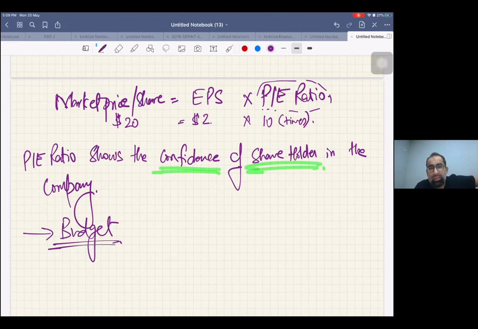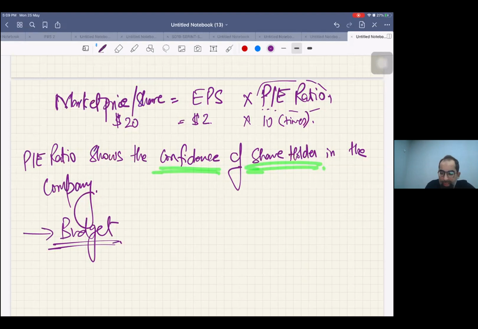In every fiscal year, with the change of fiscal year, a new budget comes in every country. Like in UK, the fiscal year is April to March. It's 6th April to 5th April. So in every April, you get a new budget. In Pakistan, the fiscal year is 1st July to 30th June. So normally the budget comes in June in Pakistan, right?